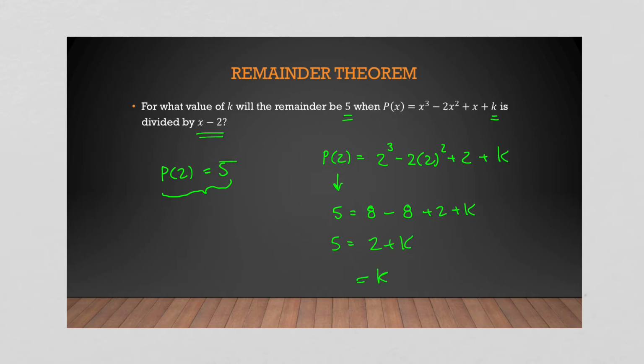K is 3. So if we had a polynomial p of x that was x cubed minus 2x squared plus x plus 3, and you divided by x minus 2, you would get the remainder of 5. So we've solved for that sort of missing piece of information. So handy to do that.